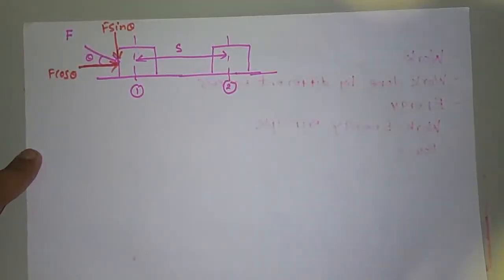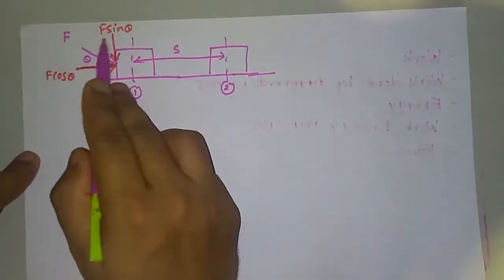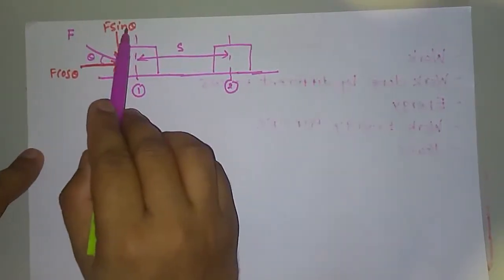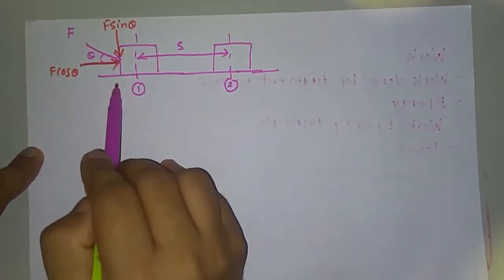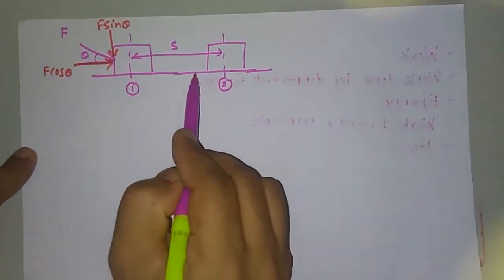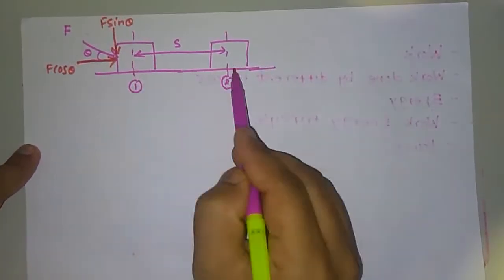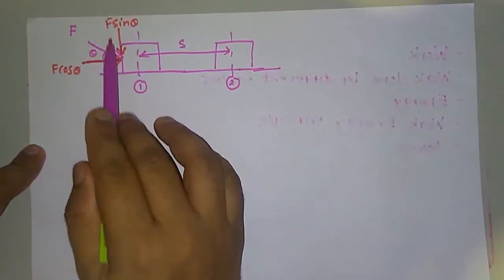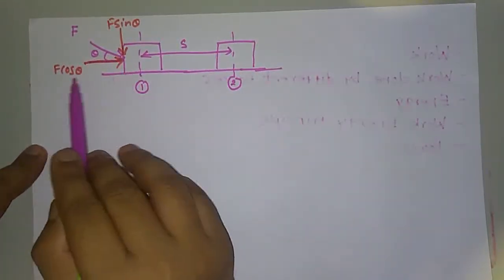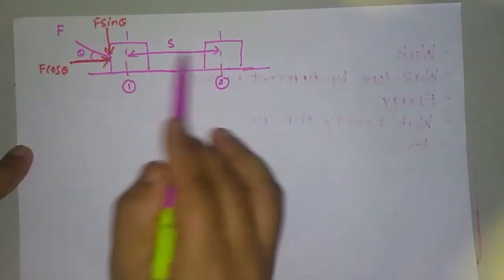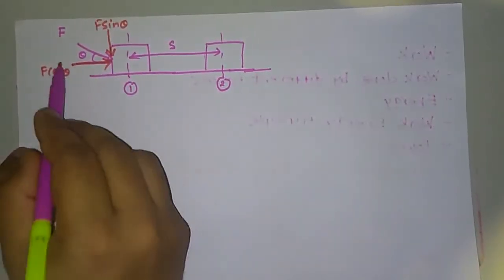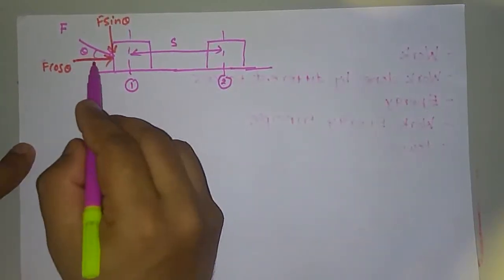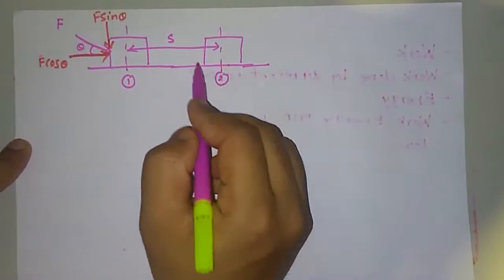Now which force is causing the displacement between these two, F sin theta and F cos theta? F cos theta. There is a force F sin theta, but in the Y direction there is no displacement. Suppose this is the bottom line, so here it is your object, and here also at the same level this object, means there is no displacement in Y direction, but there is a displacement in X direction. So F cos theta force is causing the displacement, due to this force work is done.